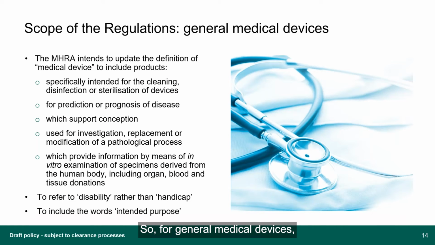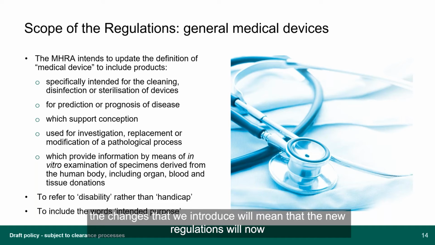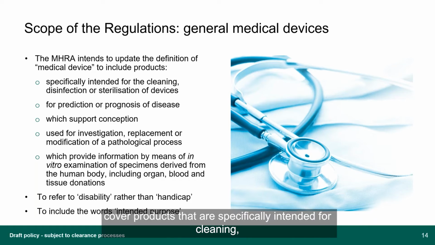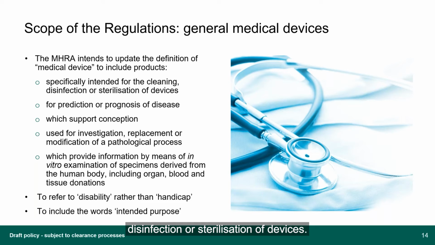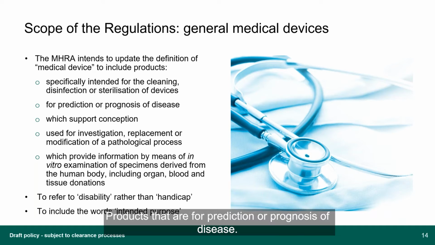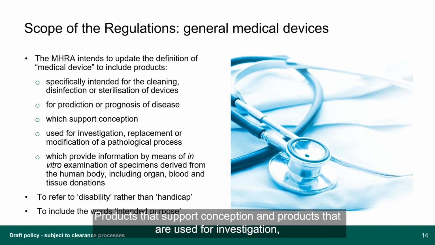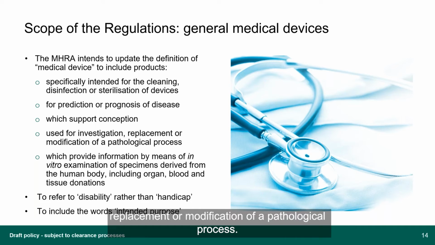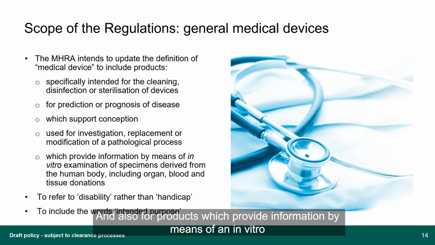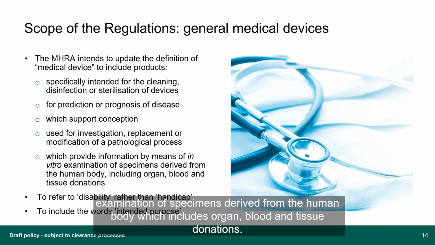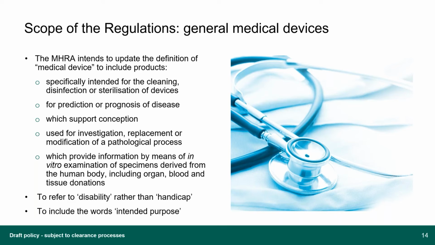So for general medical devices, the changes that we introduce will mean that the new regulations will now cover products that are specifically intended for cleaning, disinfection, or sterilization of devices, products that are for prediction or prognosis of disease, products that support conception, and products that are used for investigation, replacement, or modification of a pathological process, and also for products which provide information by means of an in vitro examination of specimens derived from the human body, which includes organ, blood, and tissue donations.